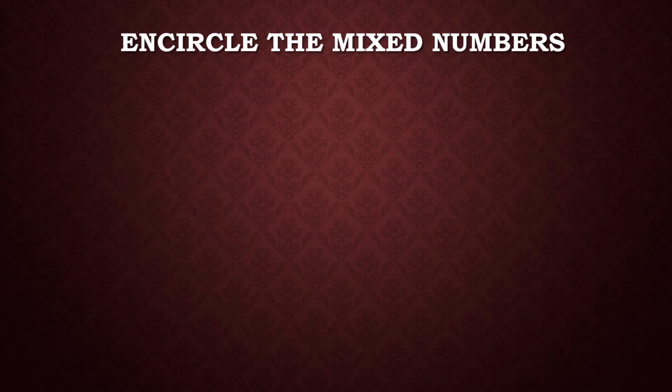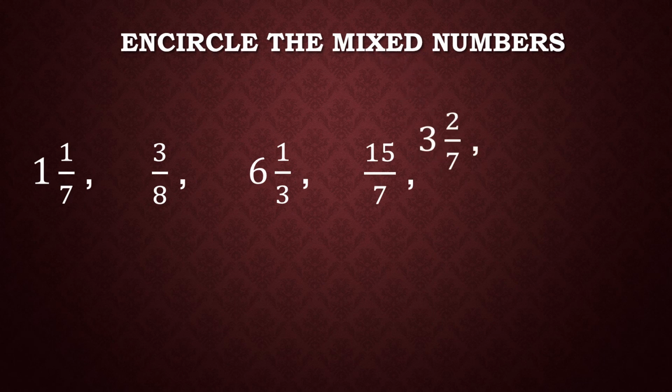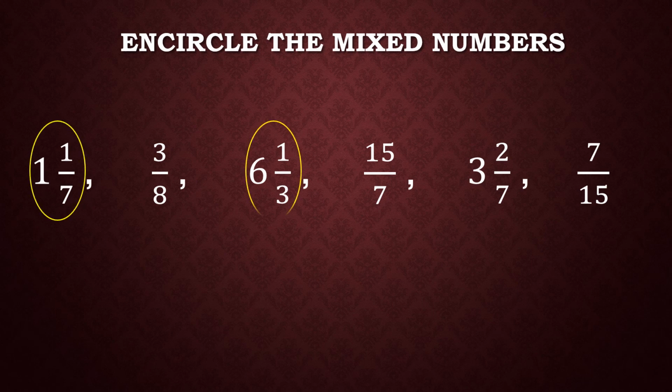Encircle the mixed numbers. 1 1 upon 7, 3 upon 8, 6 1 upon 3, 15 upon 7, 3 2 upon 7 and 7 upon 15. Let's recall mixed numbers. An improper fraction written as a combination of a natural number and a proper fraction is called a mixed number. So pause the video and write all the mixed numbers in your rough book and check. The mixed numbers are 1 1 upon 7, 6 1 upon 3 and 3 2 upon 7.